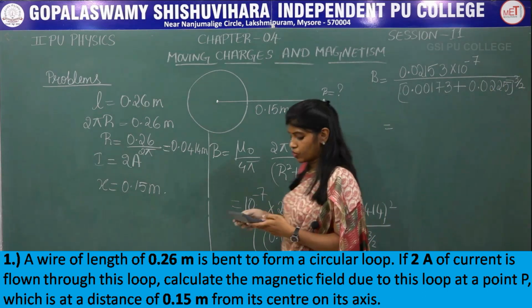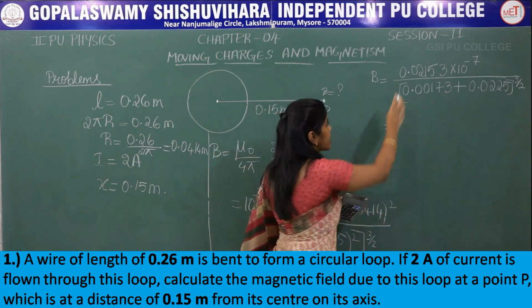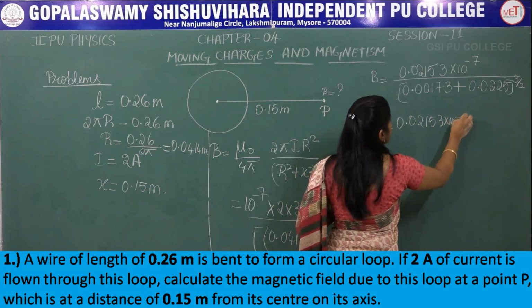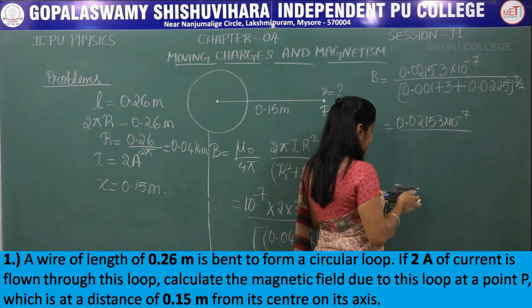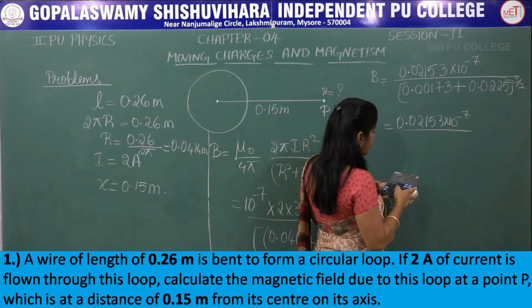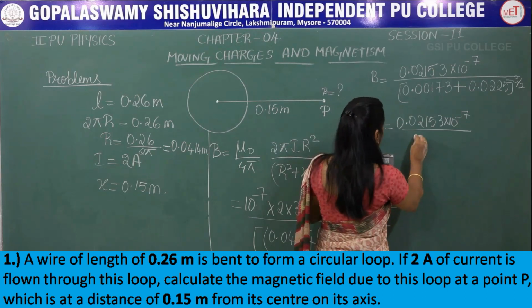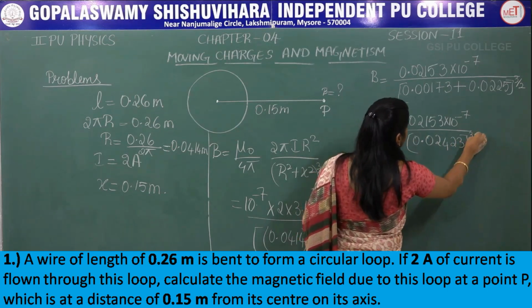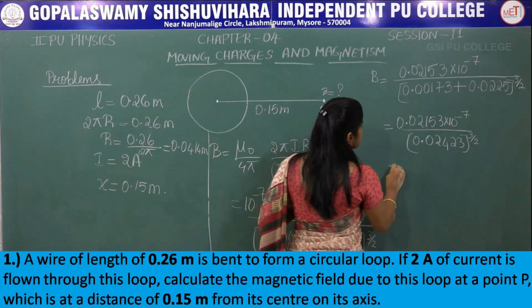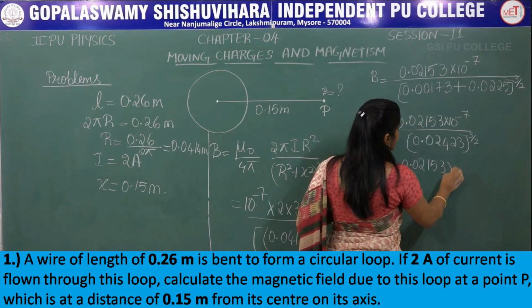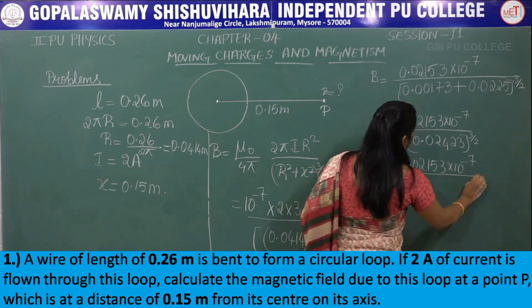Now this will be equal to, if I just add the denominators, I am going to write the numerator as 0.02153 into 10 power minus 7 divided by, let us add the denominator, 0.00173 plus 0.0225 is equal to 0.02423 whole power 3 by 2. Now this is equal to 0.02153 into 10 power minus 7 whole divided by.